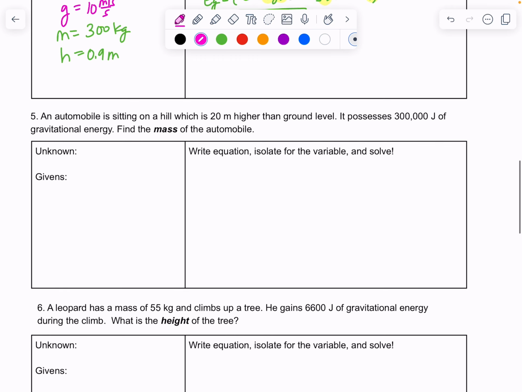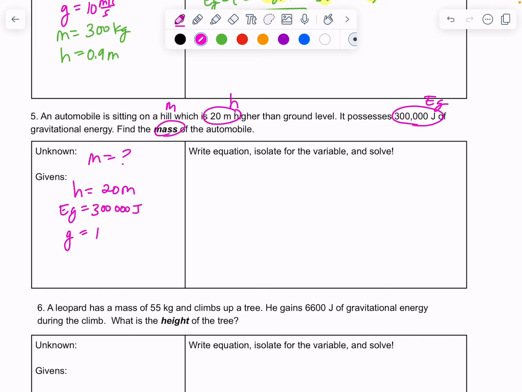Okay, an automobile is sitting on a hill which is 20 meters higher than the ground level. So that means that's the H. It possesses 300,000 joules of gravitational energy, so that's the EG. Find the mass. So mass this time is what we're looking for. All right, the height is 20 meters. The EG is given as 300,000 joules, and then the secret G is always given.